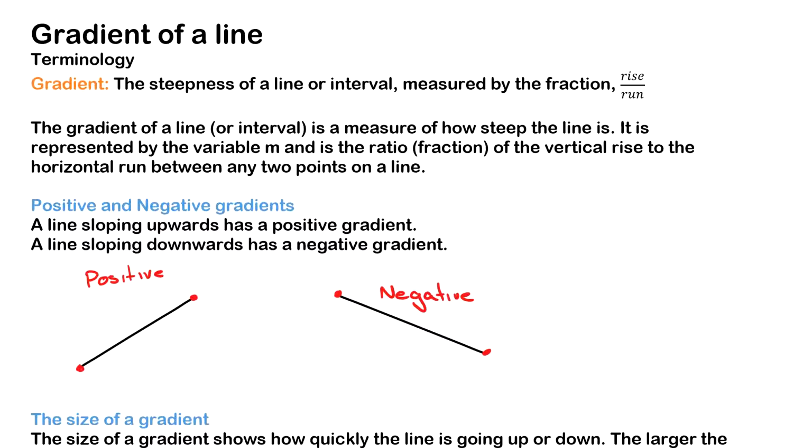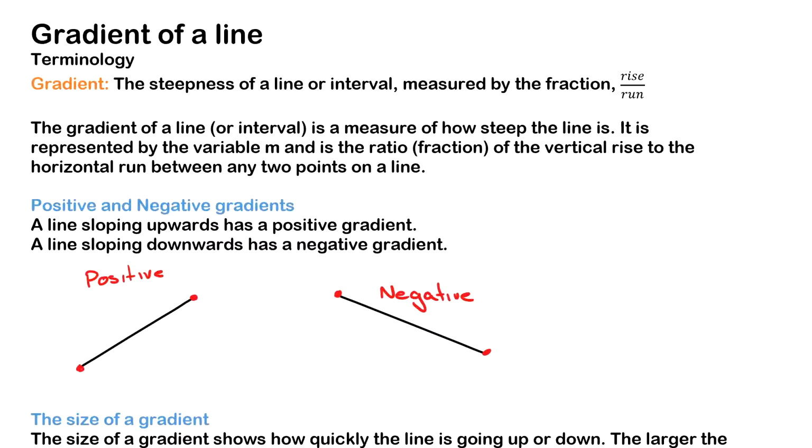This video will cover the gradient of a line. So the gradient is the steepness of a line or interval measured by the fraction rise over run. The gradient of a line is just a measurement of how steep the line is. It's represented by the variable or the pronumeral m, and is the ratio of the vertical rise to the horizontal run between any 2 points on a line.